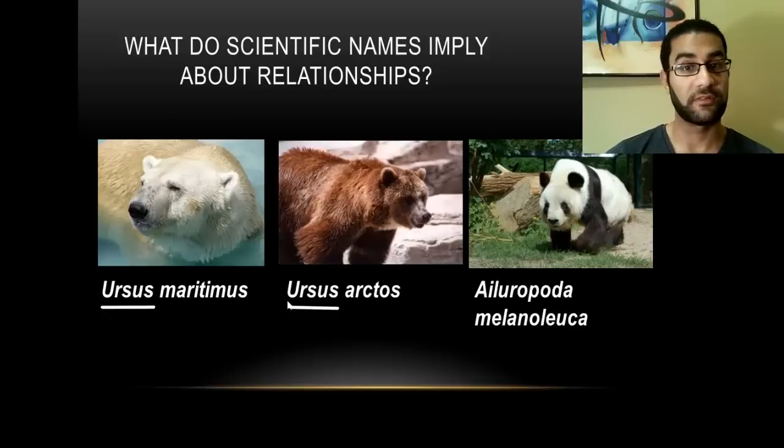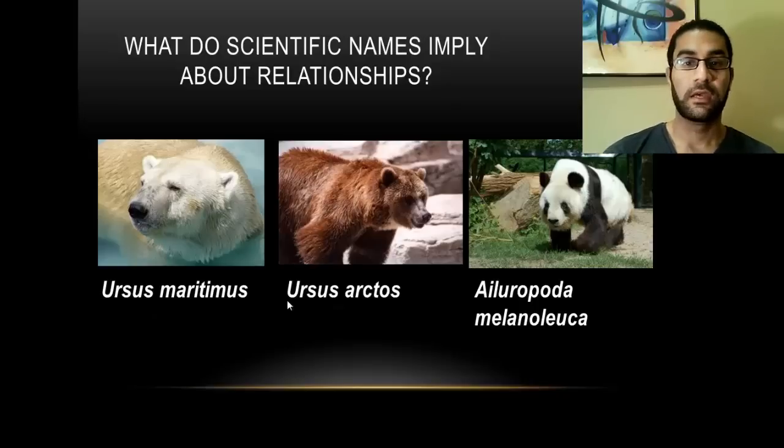Now, they can't produce offspring together because they're not in the same species. They're not quite close enough, but they are closer to each other than the panda bear is to either one of the two. The panda bear is part of a different genus, but more than likely, they're part of the same family, which is the level just above genus.